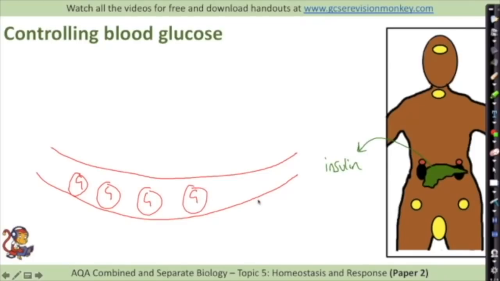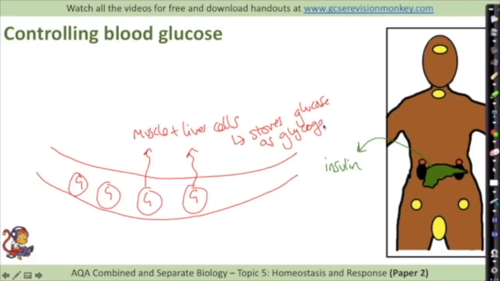If there's too much glucose in your blood, the pancreas will start producing more insulin, and that will cause the glucose to go into your muscle and your liver cells. And here it can be stored as glycogen. So the liver itself stores glucose as glycogen. Difficult words here. Glucose and glycogen sound very similar, but if the blood glucose levels are too high, it is controlled by this hormone, insulin.